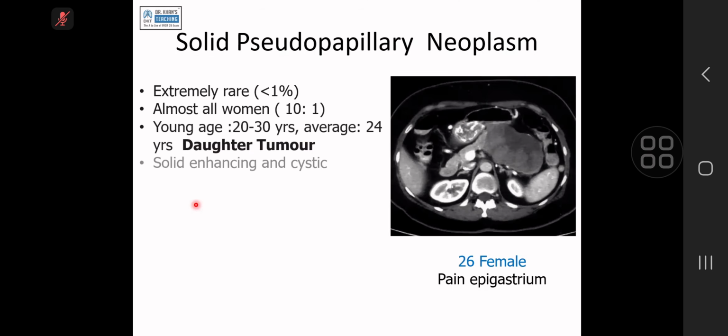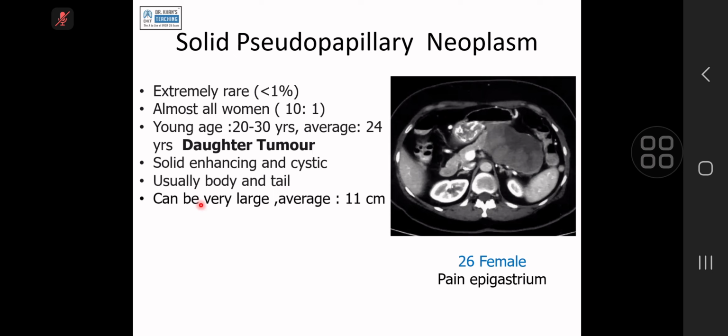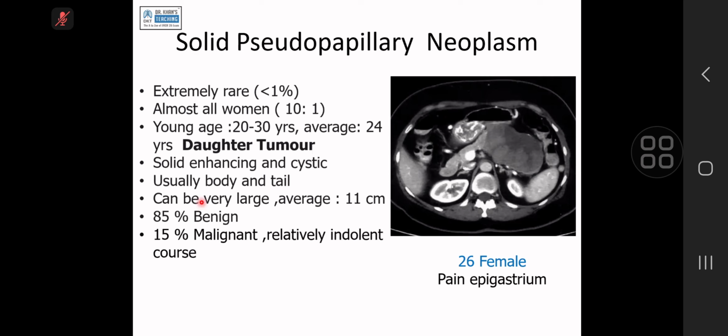In a young patient, 26, this is a 26-year-old female, this is the daughter tumor. So whenever you find a cystic tumor, usually with a solid component, they can be large and they can be malignant, but the course is indolent.